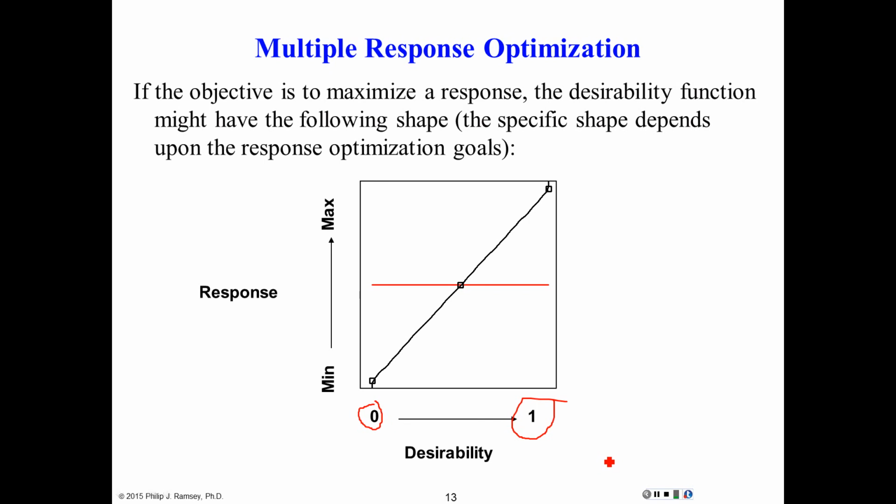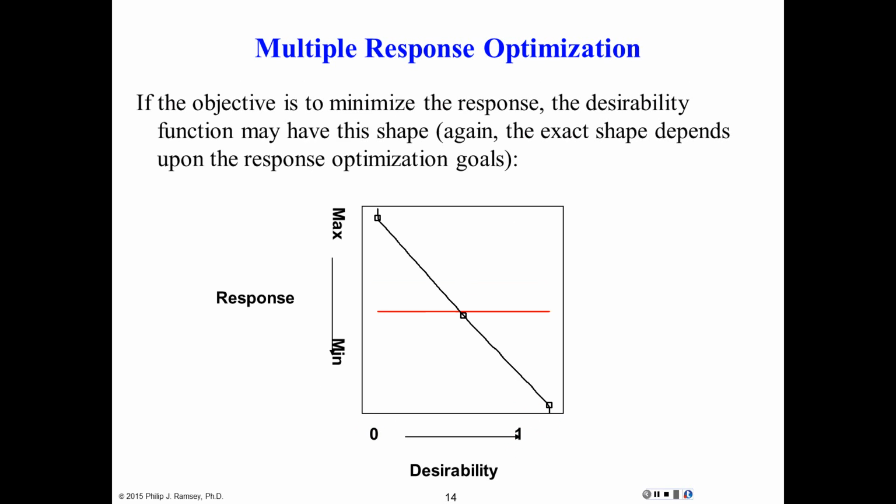And rather than use the original response itself, we convert, and some people would say transform, the response to this desirability scale. It's dimensionless and it goes from 0 to 1. So if you want to maximize, basically what you're trying to do is find settings that will give you the highest response. Similarly, if you want to minimize, then the high response would be least desirable as 0, and the lowest response would be a 1, the most desirable.